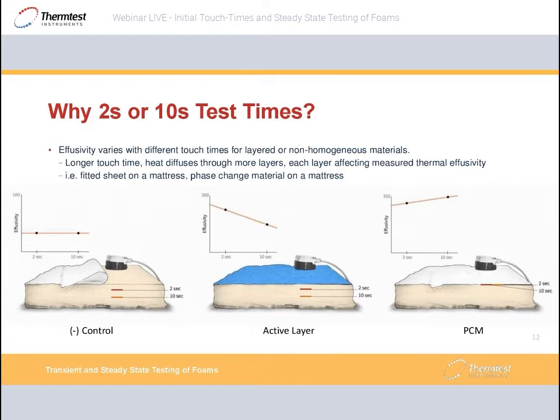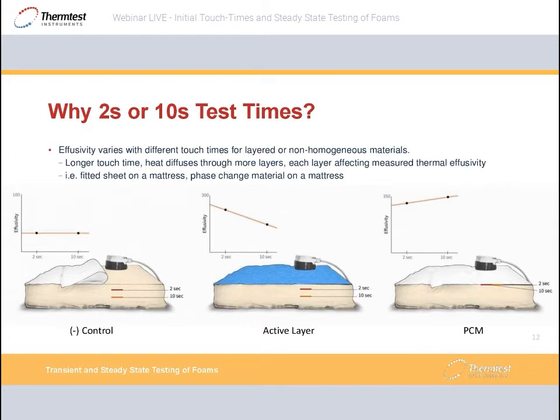For example, if we look at the lower half of the screen, we first have a negative control. If we put our effusivity meter sensor on top of just this mattress foam itself, which is fairly uniform in its composition, no matter if we use a 2-second touch time or a 10-second touch time, where we allow the heat to diffuse further into the material, we obtain the same number for our thermal effusivity.